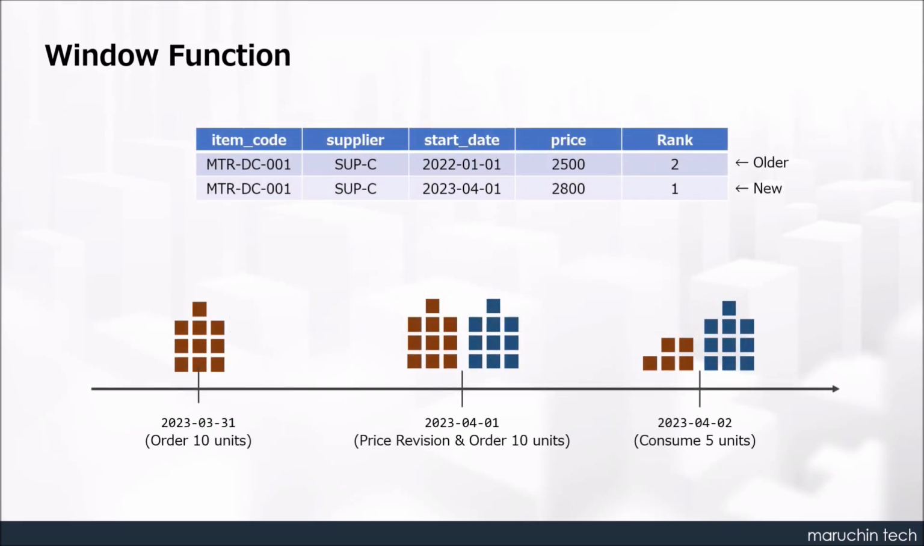Here is the execution result of the window function. To place a new order, we need the current price. Therefore, we use a window function to identify the record with the most recent start date from the past history data. To get the latest price, we add a new column using the window function and assign row numbers. We then extract only the data where the row number is 1. This allows us to calculate the new ordering cost.